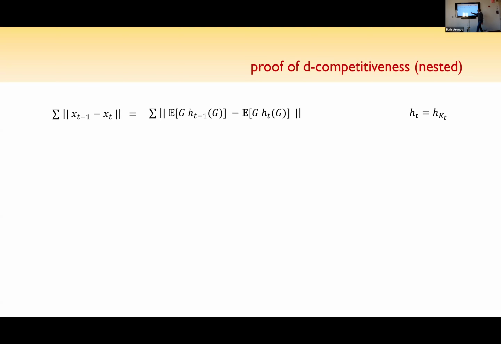Okay. This is bigger than this, pointwise. Okay. Good. Linearity of expectations. I just combine like terms, so to speak. Okay. Remember, h t minus 1 minus h t is non-negative.